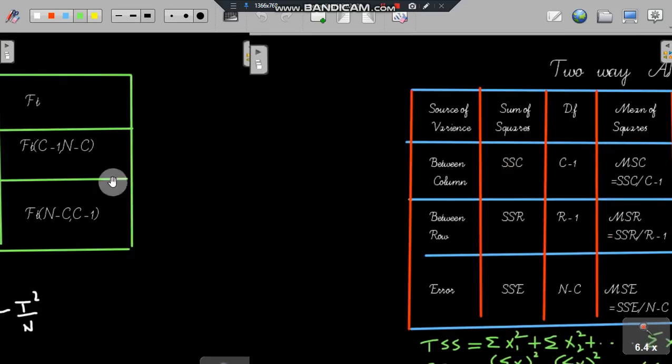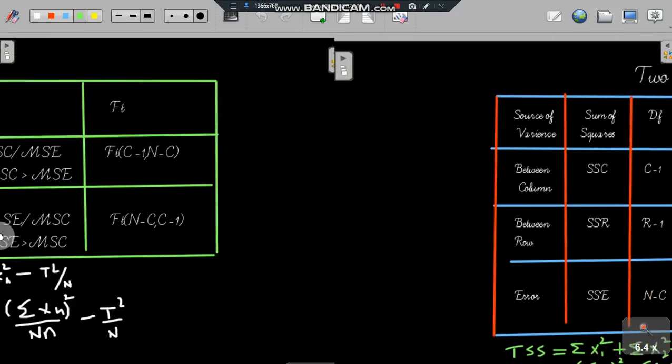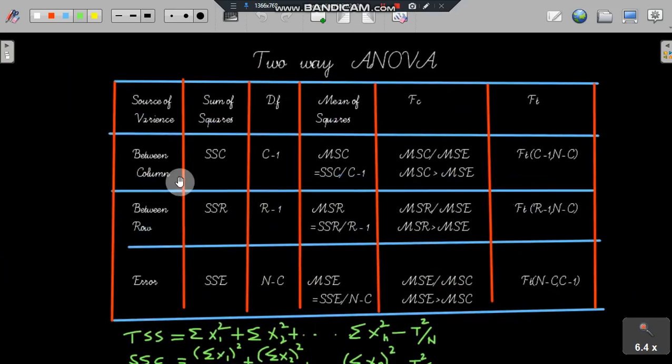In the previous case, if you look at this table, we discussed only the homogeneity between the columns. Between the columns, is there any homogeneity? That's what we were interested in. But in this two-way ANOVA table, we are discussing both the homogeneity between the columns as well as the homogeneity between the rows. This will be clear when we do the problem. At that time I will explain it a little bigger than what we discussed now.